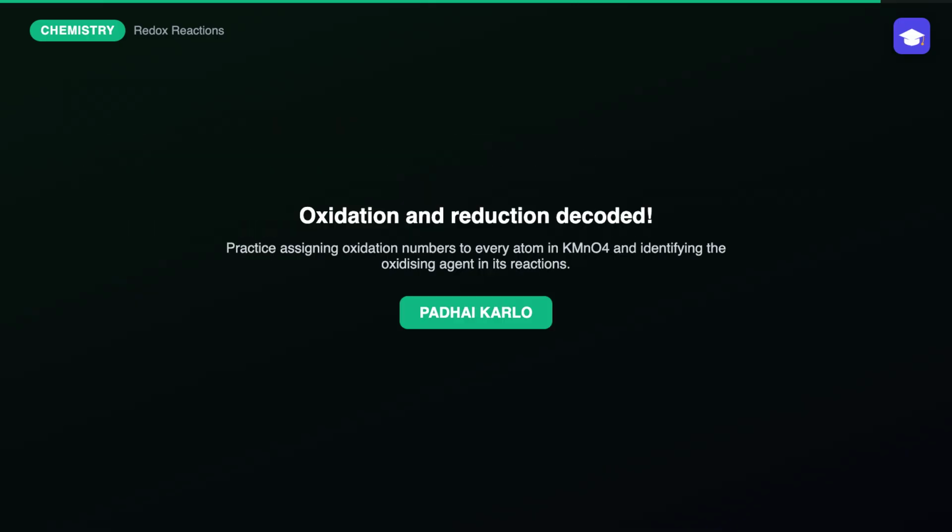That's oxidation and reduction. Keep the OIL-RIG mnemonic and the systematic oxidation number rules sharp. They're the foundation for the entire redox reactions chapter.